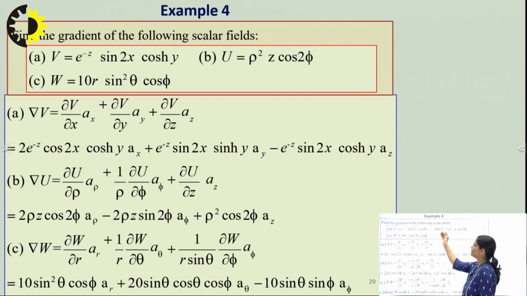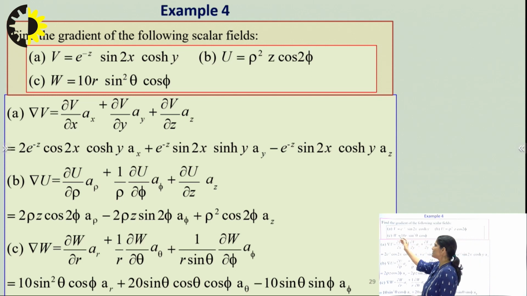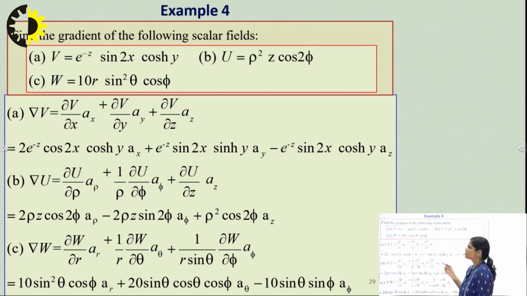Let us consider an example. Find the gradient of the following scalar fields. First part is V is equal to e to the power minus z sin 2x cosh y. B part is U is equal to rho square z cos 2 phi, and C part is W is equal to 10 r sin square theta cos phi. So these three parts we have to do. Now find the gradient for all these three.